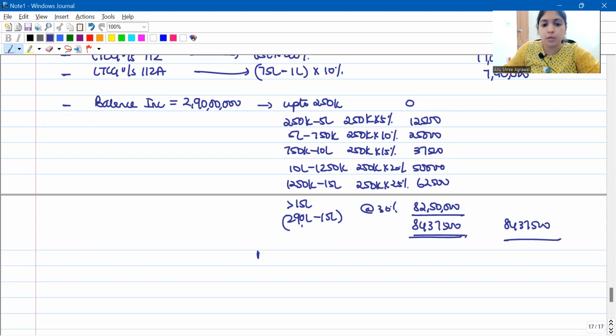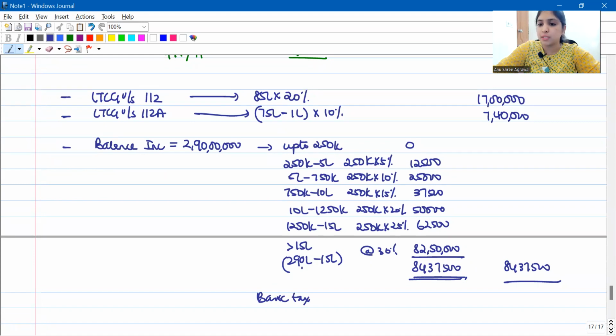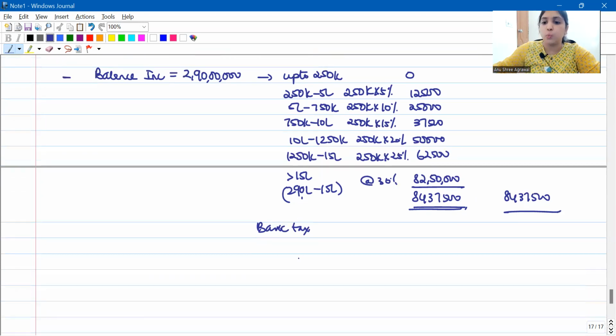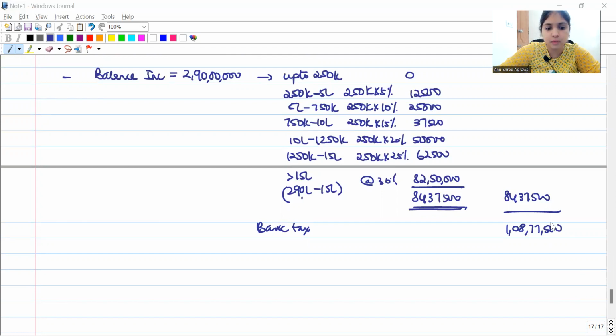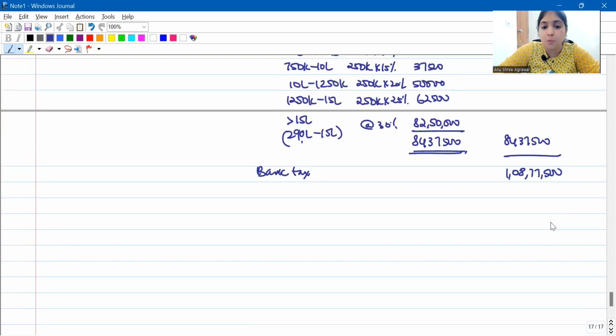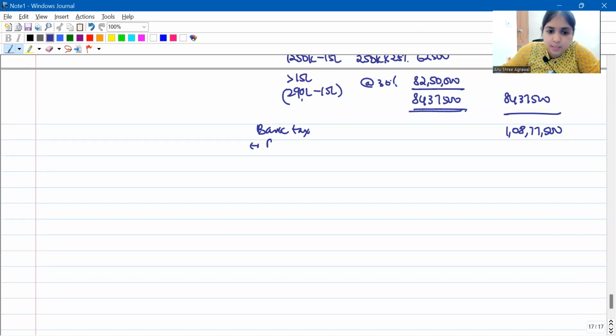84,37,500. So the total basic tax of our assessee is going to be 84,37,500 plus 7,40,000 plus 17 lakhs, which is going to be 1 crore 8,77,500. This is only the basic tax number. Now after this, what do we always consider? Rebate under section 87A. Obviously, we will not have any rebate because total income is much more than 5 lakhs.